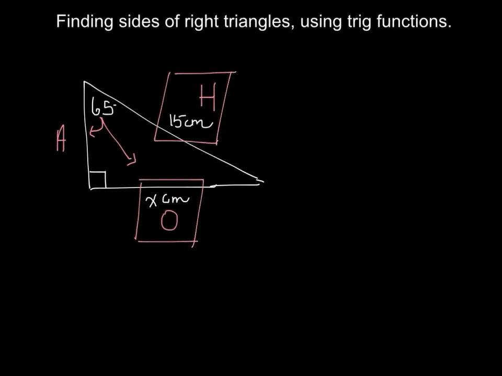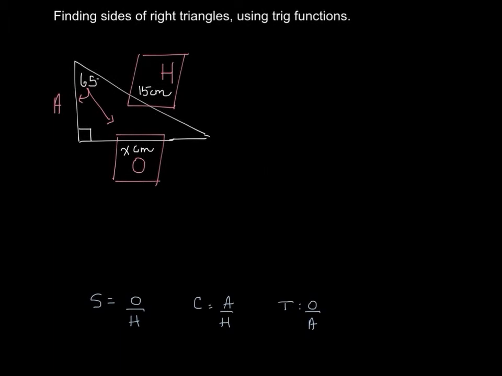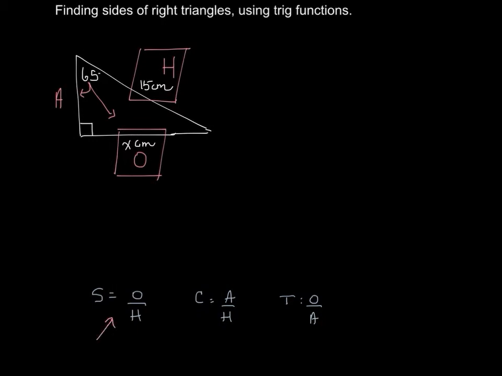So what I want to do is look at my trig functions. I've got them down here, and identify which one of them uses the relationship between opposite side and a hypotenuse. And that's my sine function, right? Right there. So I'm going to set up my problem using sine of 65 equals the opposite, which in this case is a value of x centimeters, over the hypotenuse, which in this case is 15 centimeters. And this is the problem I'm going to solve.